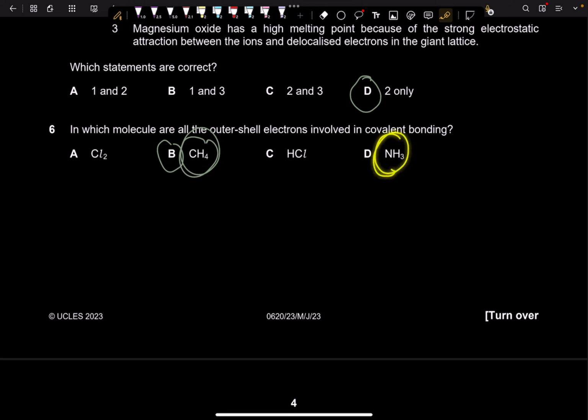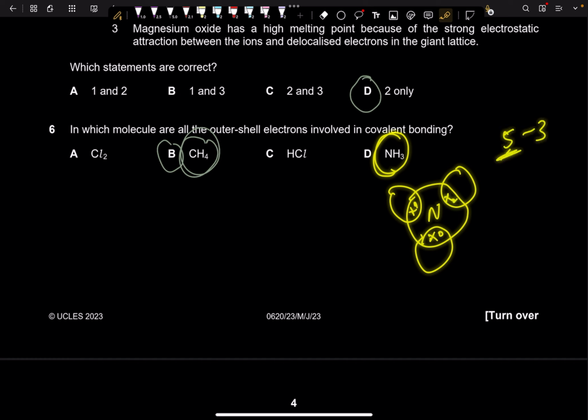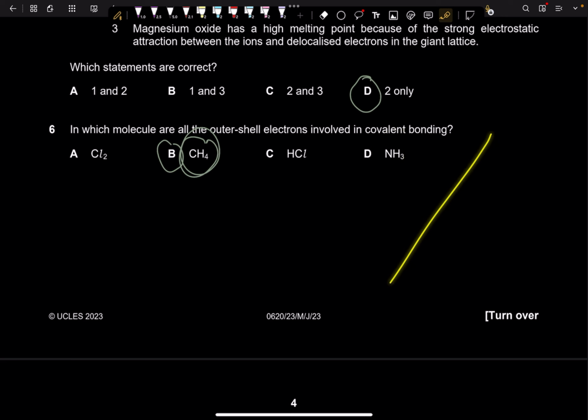Look at ammonia, NH3. This is your N. These three are your H's. N is in group 5. 3 electrons are involved in covalent bonding. Because it's in group 5, 5 minus 3, 2 are still left in nitrogen's last shell. So 2 unbonded electrons are still there. So all electrons are not involved in covalent bonding.